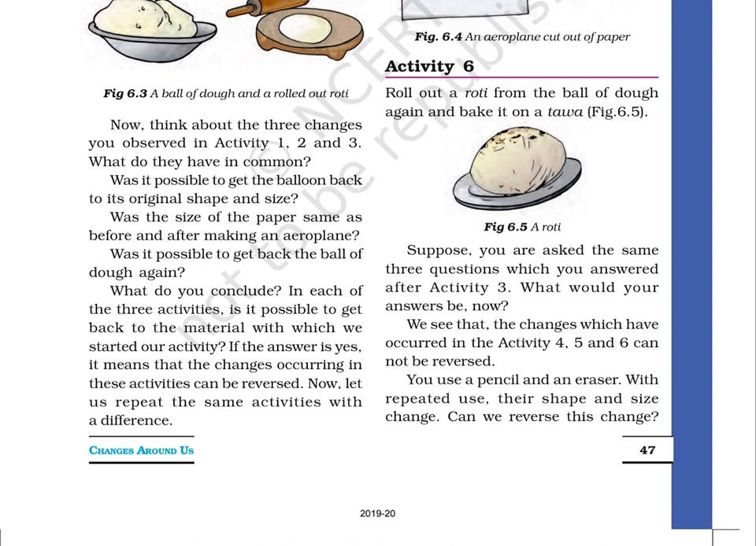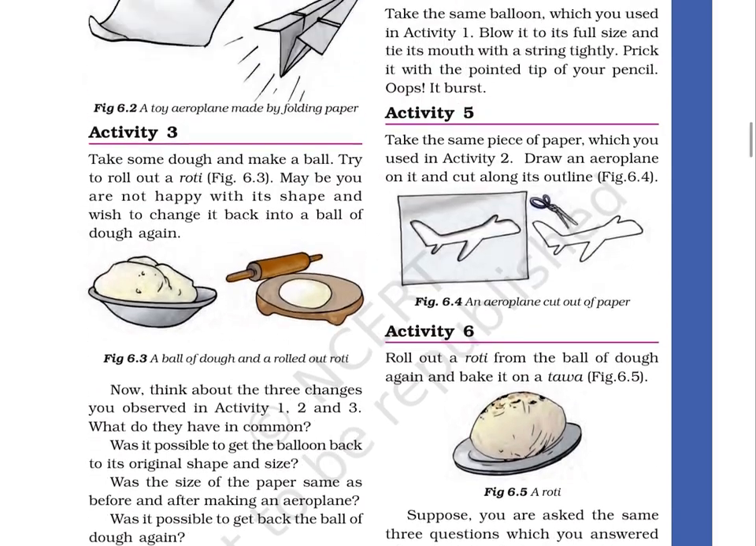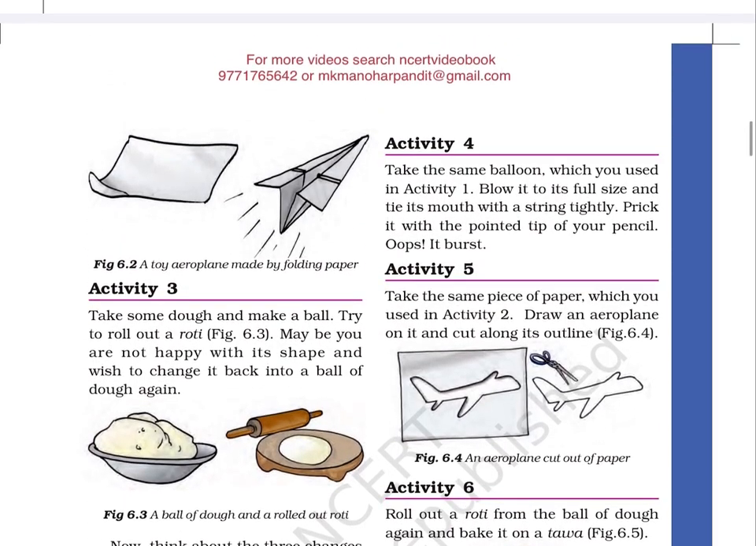Now, let us repeat the same activities with a difference. Activity 4. Take the same balloon which you used in activity 1. Blow it to its full size and tie its mouth with a string tightly. Prick it with the pointed tip of your pencil. Oops! It burst.